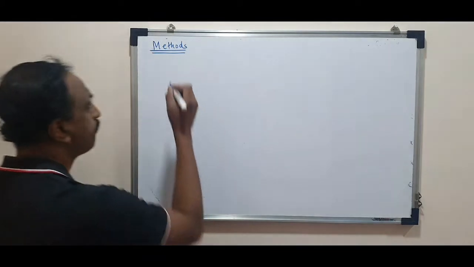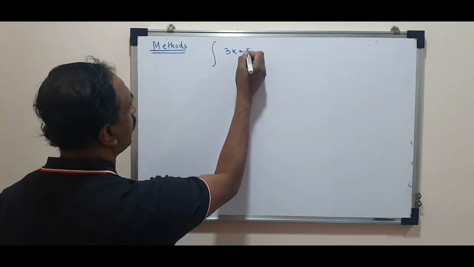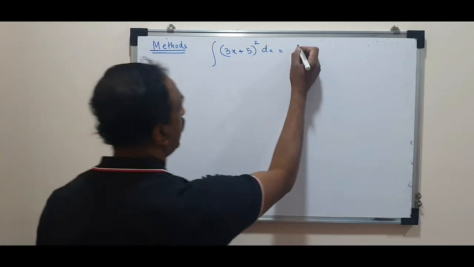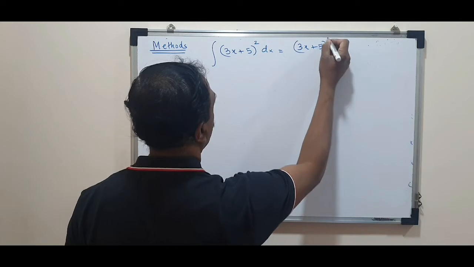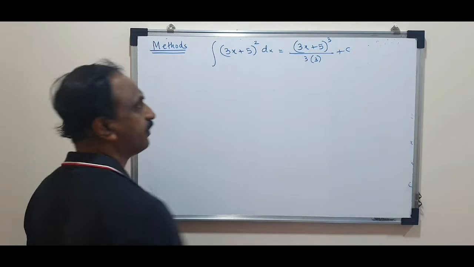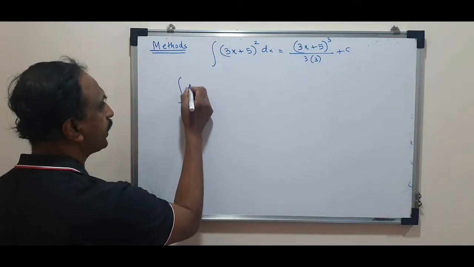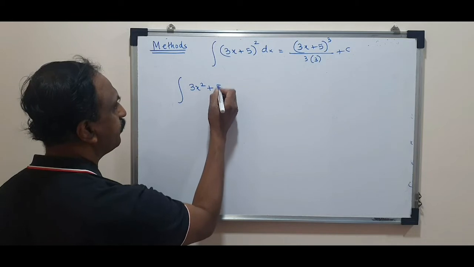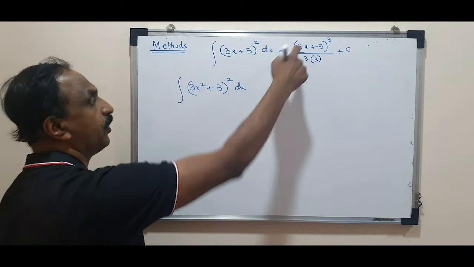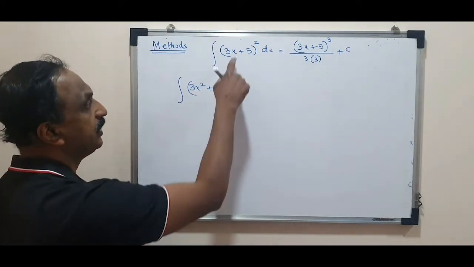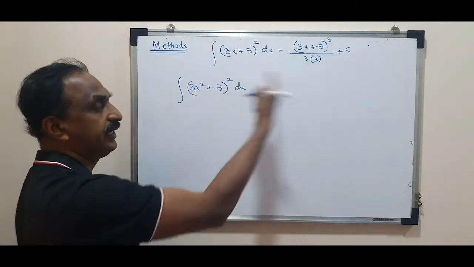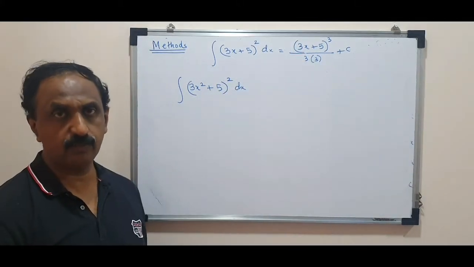First of all, let's have a look at this. If I want to integrate (3x plus 5) square dx, absolutely no problem. I can integrate directly: (3x plus 5) the whole cube divided by 3 into 3, plus c. Power divided, coefficient of x divided. But if I want to integrate (3x square plus 5) the whole square dx, I cannot apply this technique, because it is not linear. When it is linear, only then can the direct formula be applied. If you apply this formula here, the derivative will not match, and your answer will not be correct.